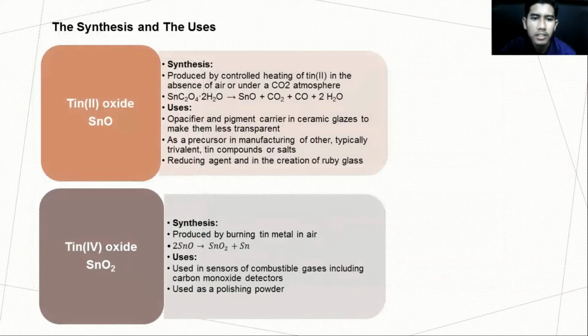Next are the synthesis and uses of the tin oxides. The first one is tin oxide, or SnO. Tin oxide can be produced by controlled heating of tin in the absence of air under a CO2 atmosphere. It can be used as an opacifier, a pigment carrier, a precursor and a reducing agent. Next is tin dioxide. Tin dioxide can be produced by burning tin metal in air. Tin dioxide is also used in detection of combustible gas and as a polishing powder.